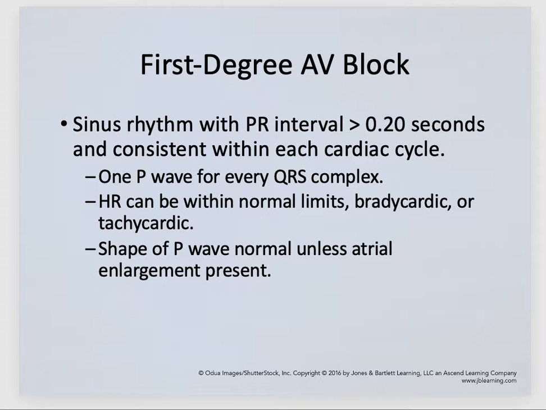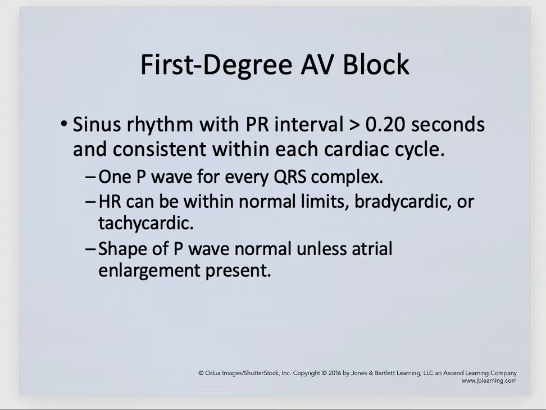The thing that's different with the first degree is that everything looks like it's supposed to be sinus rhythm. However, the PR interval is longer than it's supposed to be. That PR interval is greater than 0.2 seconds. Remember I told you we needed to look at the PR interval back in that lecture? This is why. So if we have a PR interval that's bigger than 0.20, and nothing else is wrong, the P, the QRS, the T, everything looks classic, one P wave for every QRS, heart rate's where it should be, the morphology of the P wave is classic, we have what we call a first degree AV block.